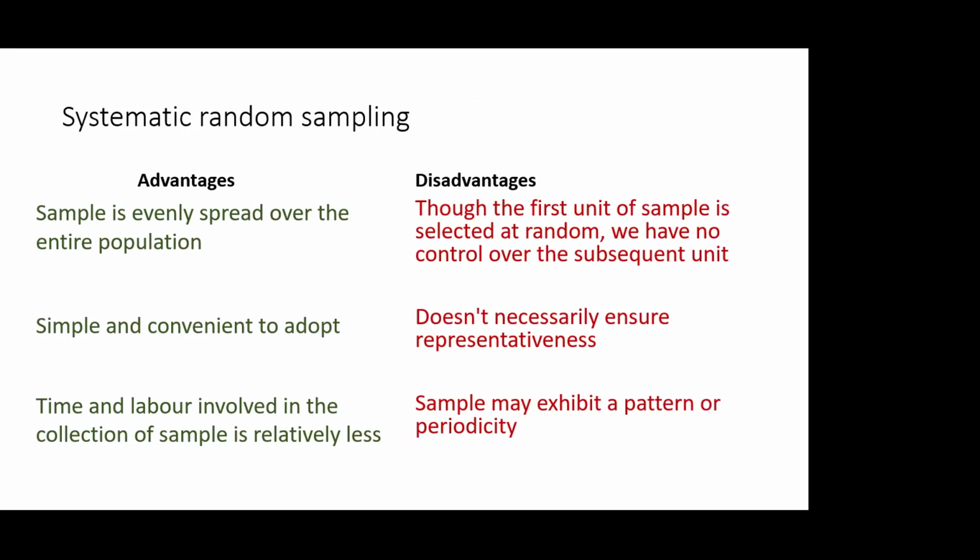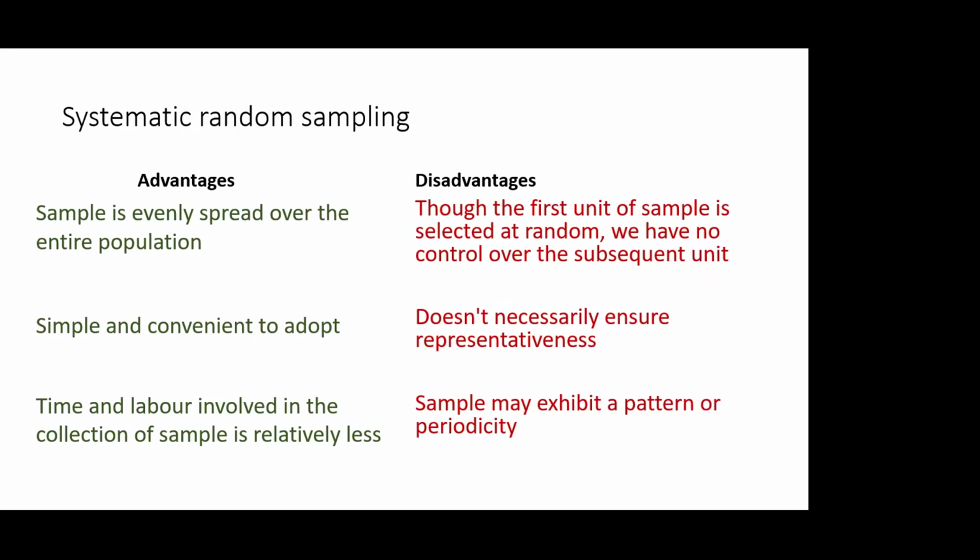It is very simple and convenient to adopt. The time and labor involved is relatively less compared to simple random sampling, because here I need not have the list of households or know which household is where. What I need to know is the total number of households in that village and the number I'm going to select, and maybe a rough idea of how the streets are. I can plan the way in which I'm going to go through the village, but I need not have the details of all the households.